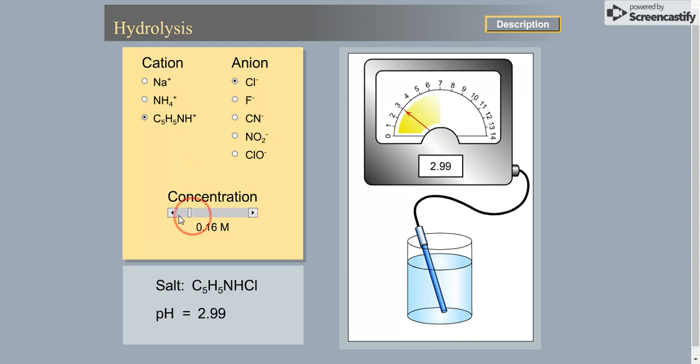You can also explore what happens if I change my pH, I change my concentration, and how does it affect the pH when I change my concentration. So have fun exploring.